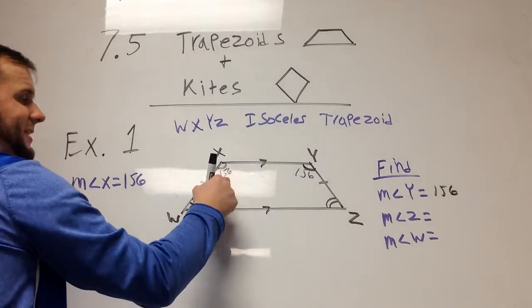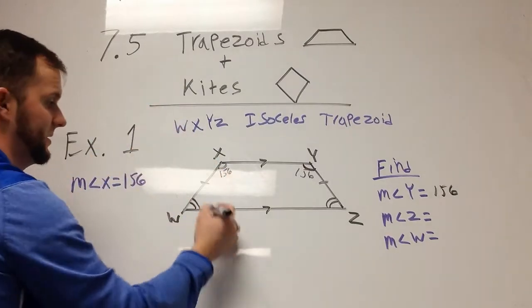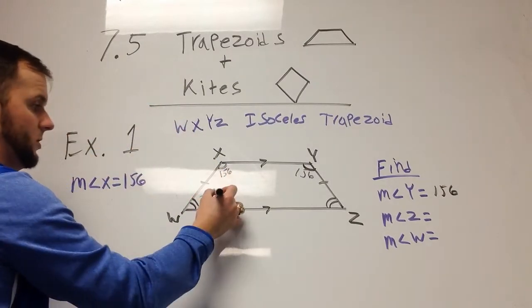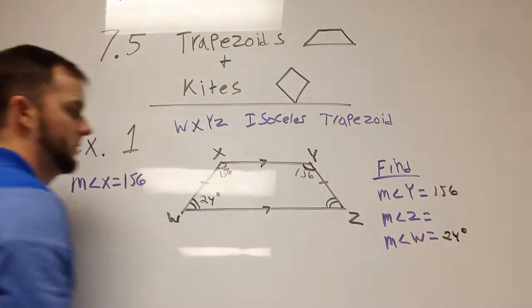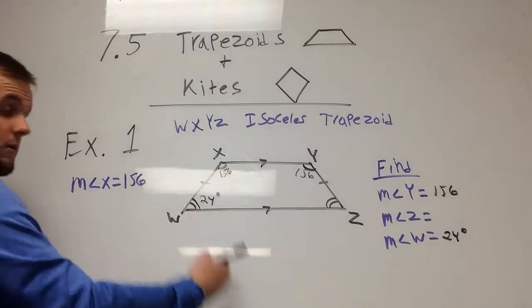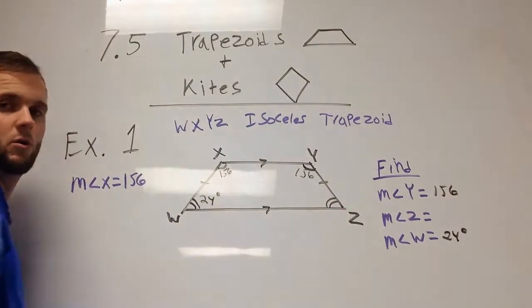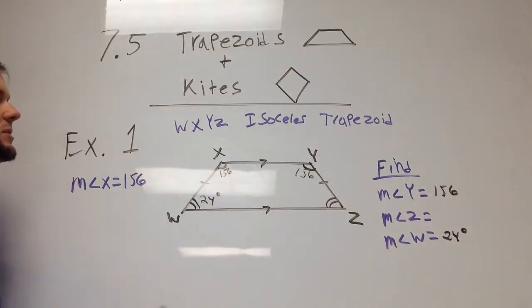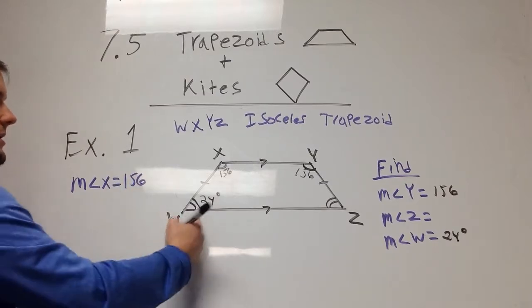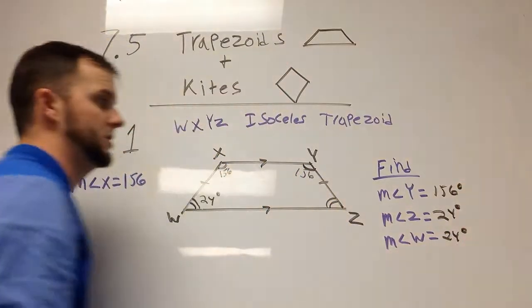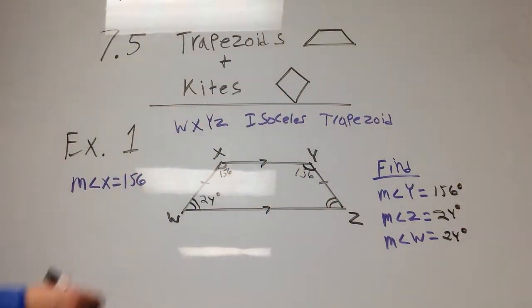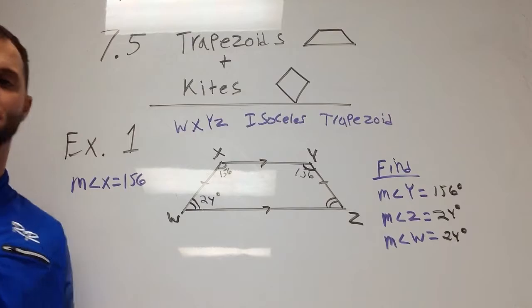So right now 180 minus 156 is going to give you 24 degrees. So angle W is going to be 24 degrees. I know angle W and angle Z are going to be congruent to each other, because the base angles of an isosceles trapezoid are congruent. So these two angles are going to be congruent, so this is going to be 24 degrees as well. So ladies and gentlemen, those are all the angles of your isosceles trapezoid.